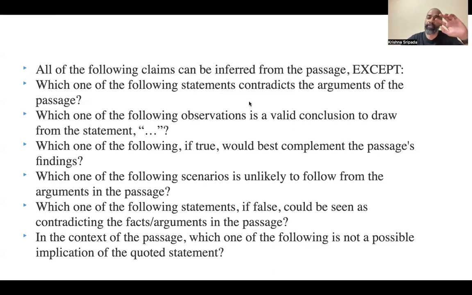This contradicts, it has to be the opposite of the main idea of the passage. Okay, again, that's why it's called an indirect question, right? Because it's not there in the passage. You have to understand the main theme and know what is the opposite of it, and then search for that in the options. So, which of the following contradicts the arguments of the passage?